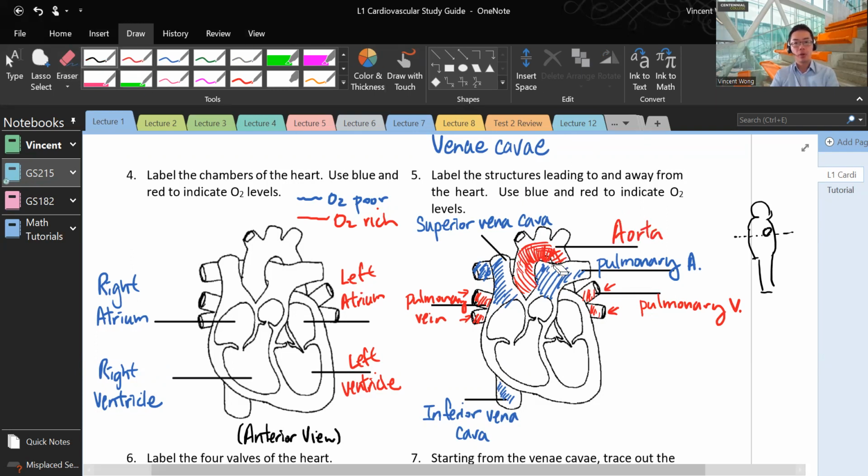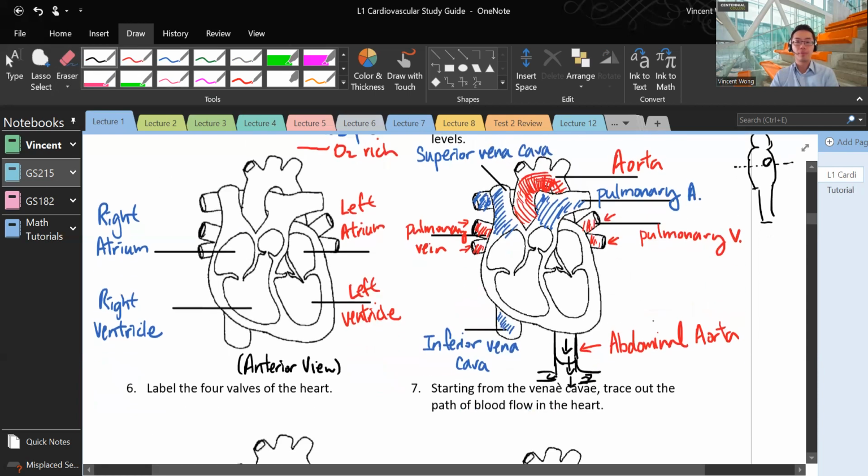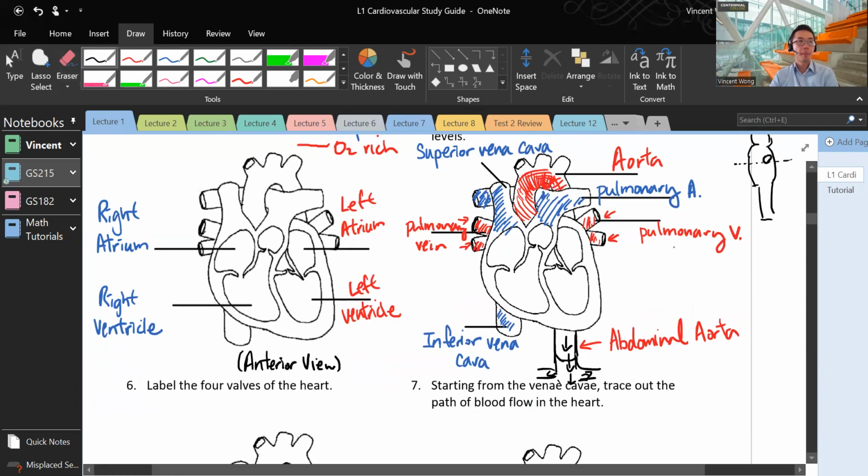Now, the aorta actually arches back, and then it will come down like that, and then it will become what we call the abdominal aorta. It will go through the diaphragm, and then it will branch into the renal artery. So something to keep in mind, right? Like when you do the kidneys later on, it's a continuation.